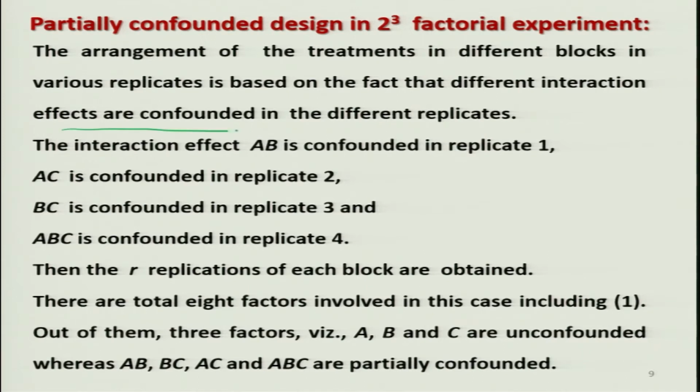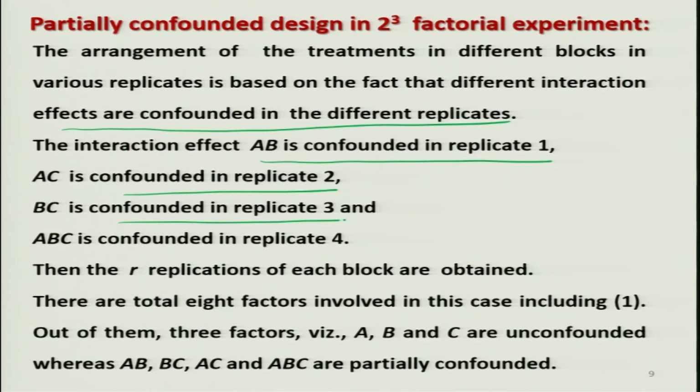Now this arrangement of treatments in different blocks in various replicates is based on the fact that different interaction effects are confounded in the different replicates. Similar to the setup we considered earlier, and as I showed you in this picture, AB is confounded in replicate 1, AC in replicate 2, BC in replicate 3 and ABC in replicate 4, and then we are trying to obtain the R replications of each block.